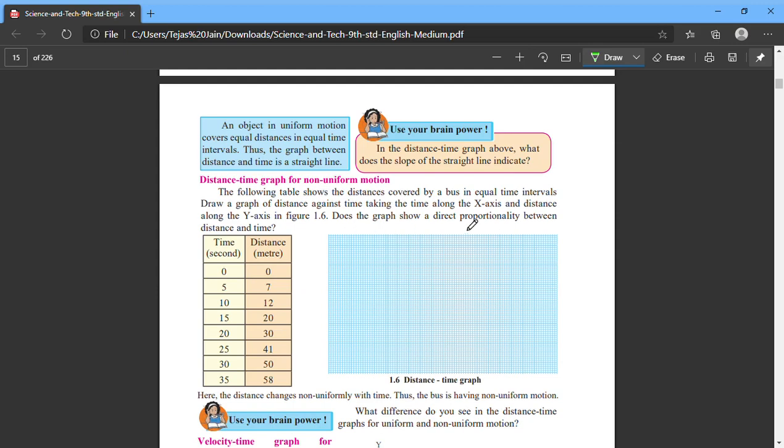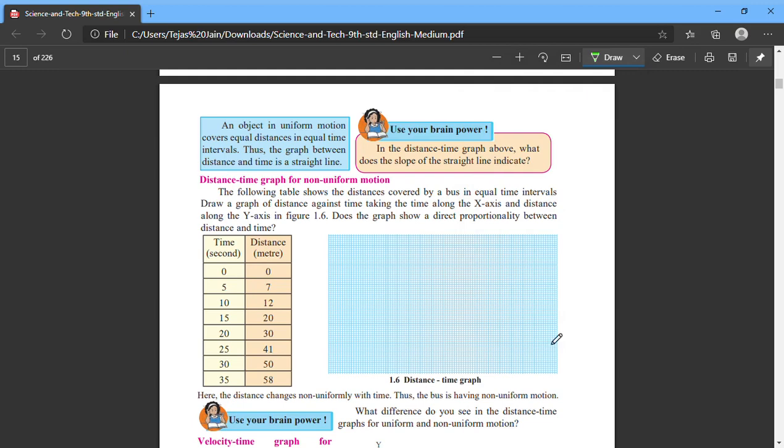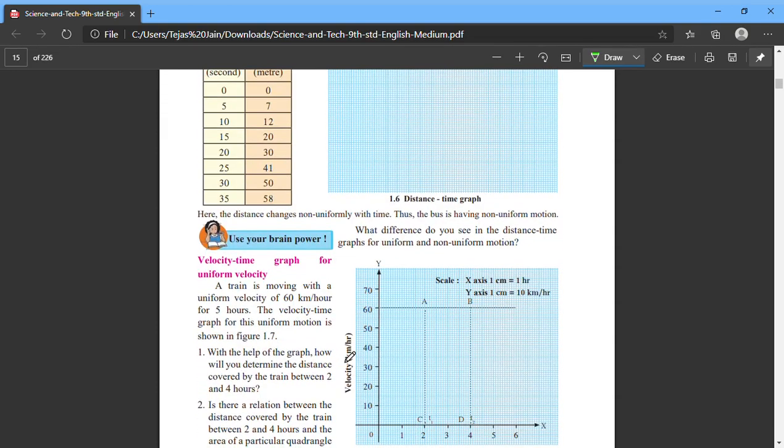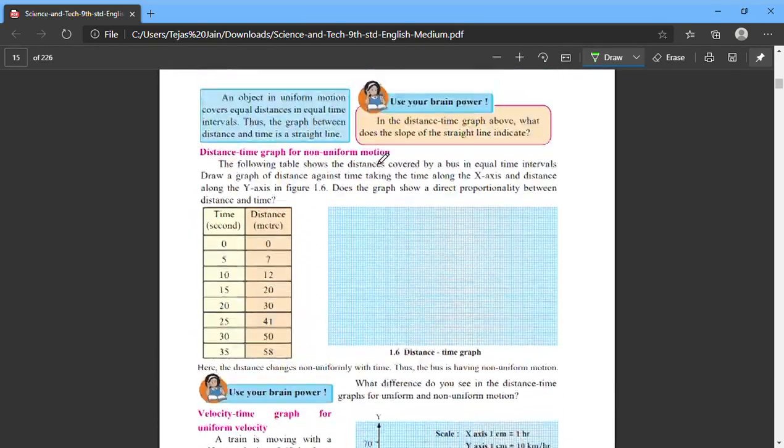Now when we plot the graph of this one, we find that for 0 it is 0. We find that the line is not a straight line. So this is a graph of non-uniform motion. Now let us try to draw that graph.